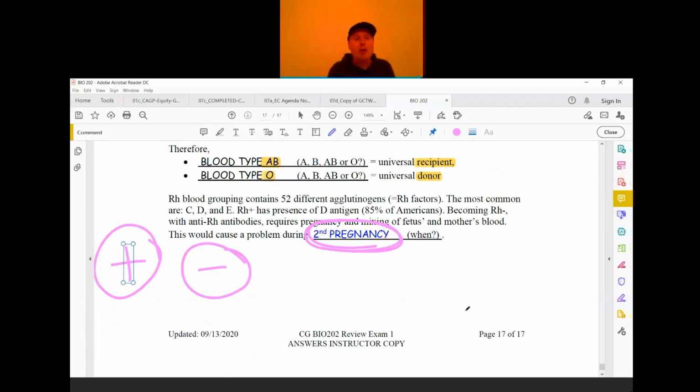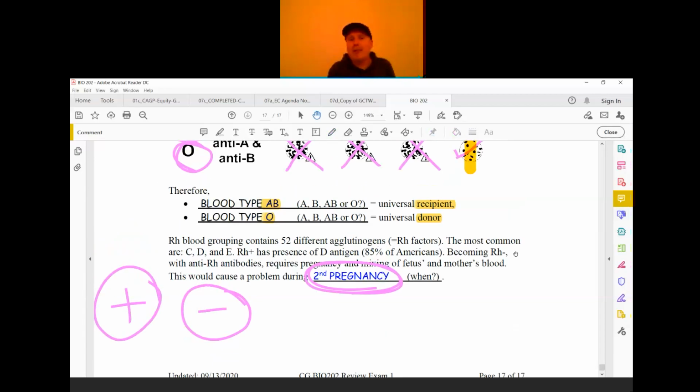So that's all you need to know about the blood and all you need to know for this exam. And on that note, we're going to jump back to the PowerPoint just to wrap up this session.